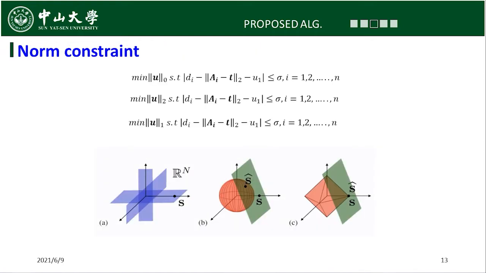Then we make selection in the norm constraint. When selecting 0 norm constraint, the recovery problem is a non-complete problem, which cannot use exact algorithm. Have to use a valid approximation algorithm. When selecting 2 norm constraint, the solution is not ideal. When selecting 1 norm constraint, it could obtain best sparse solution.